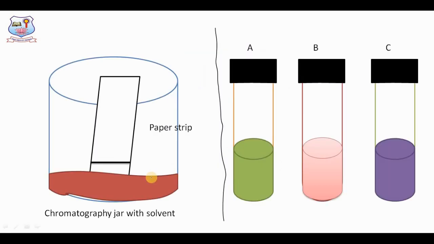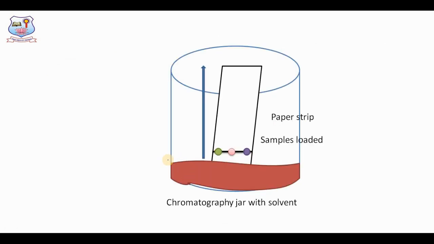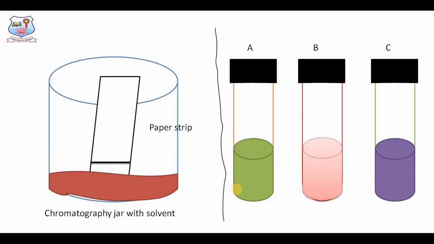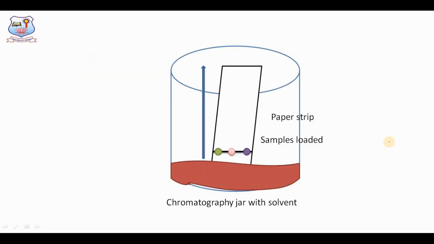So the samples were loaded onto the paper strip, right? Here I have given 3 different types of sample: sample 1, sample 2 and sample 3. All the 3 samples are carefully loaded onto the paper strip. Right? So once loaded, what actually happens?